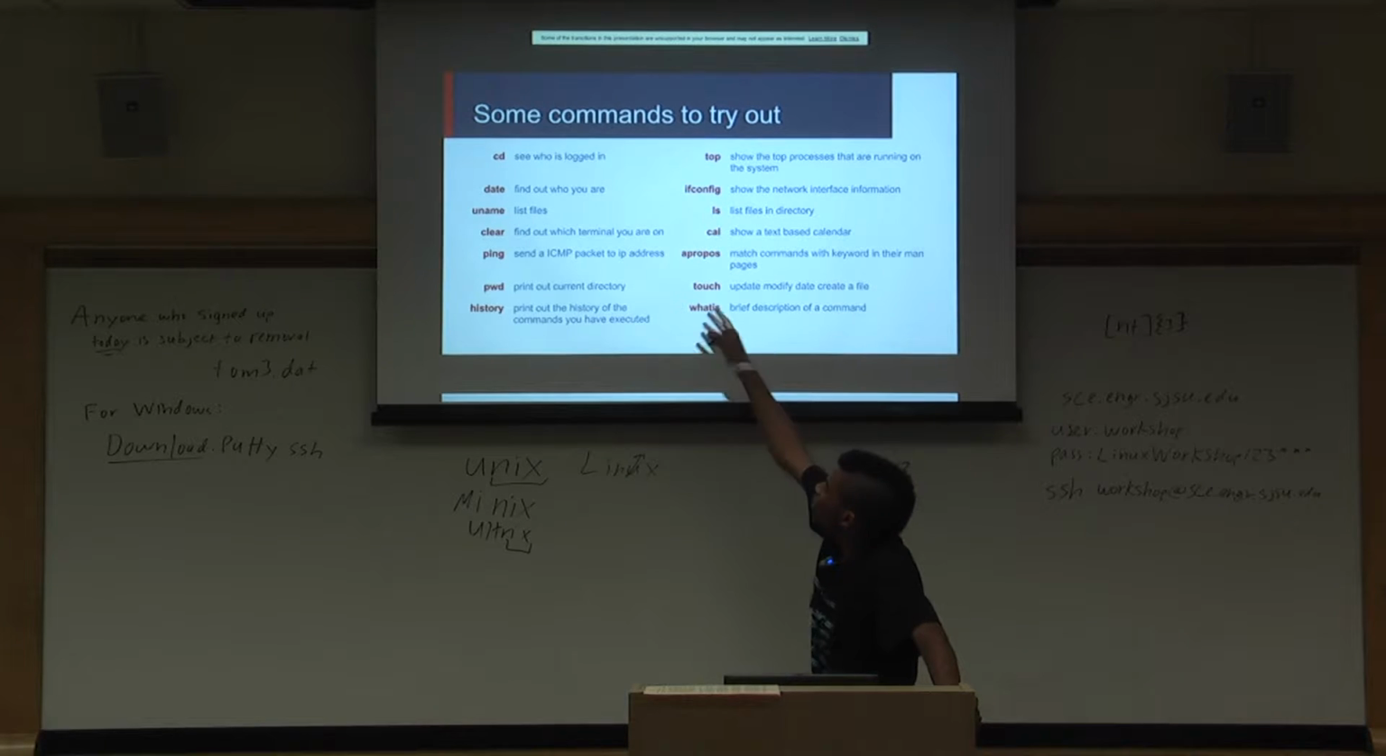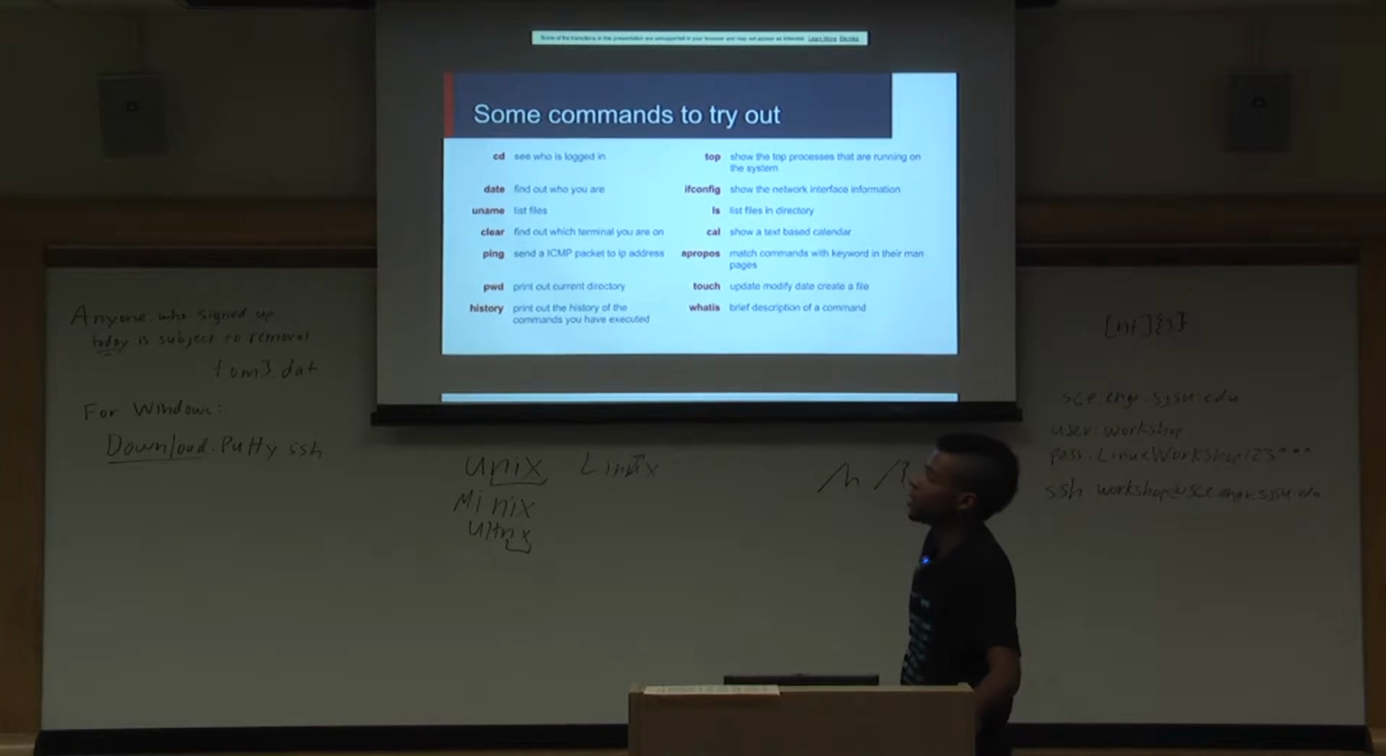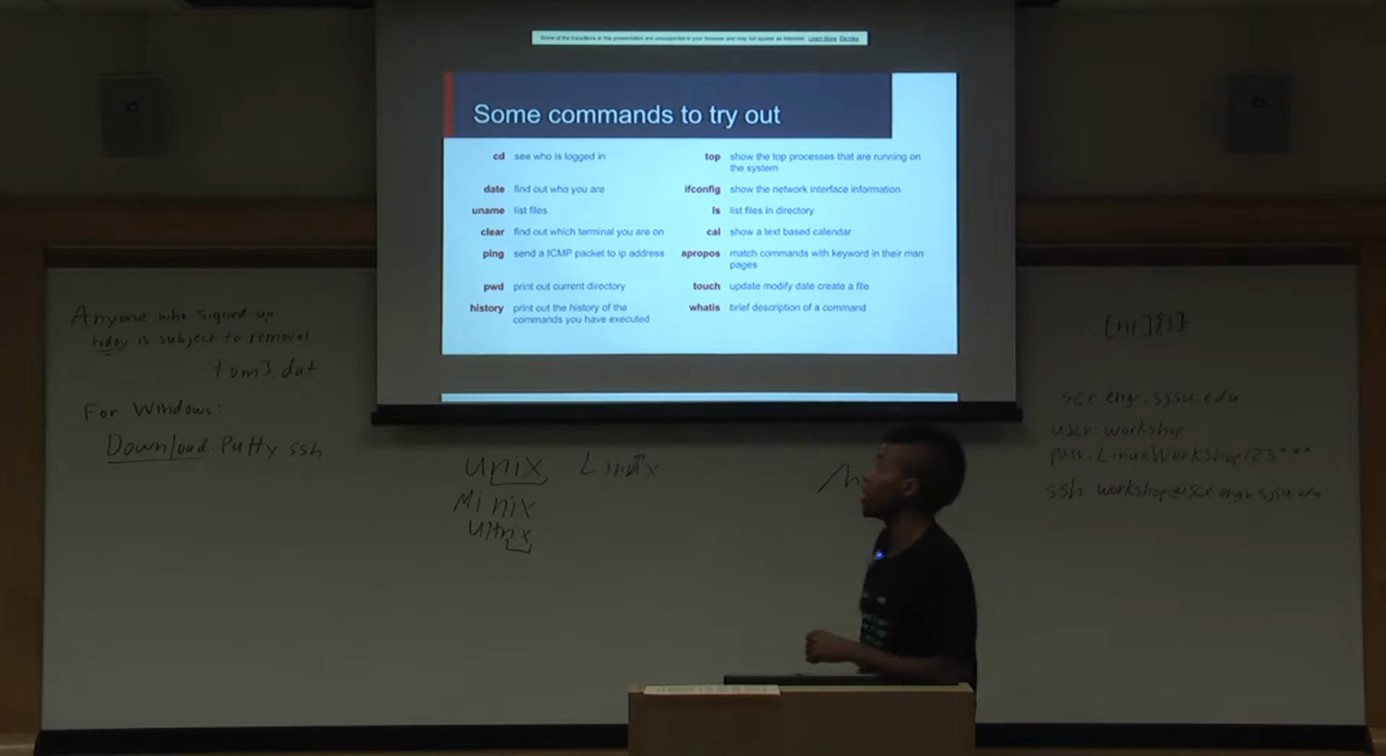But aside from the first four, everything else seems to be fine. So ping, if you want to ping some IP address, just choose Google. PWD prints out the current directory. History shows you how many commands you typed out.